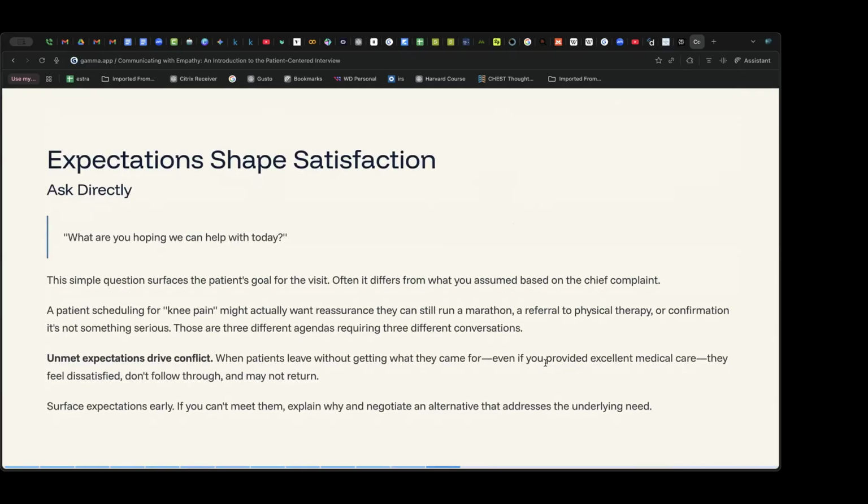Another thing that happens is when you start your encounter by setting the expectations, it helps a lot. It makes the other person know that you're not going to fix everything.